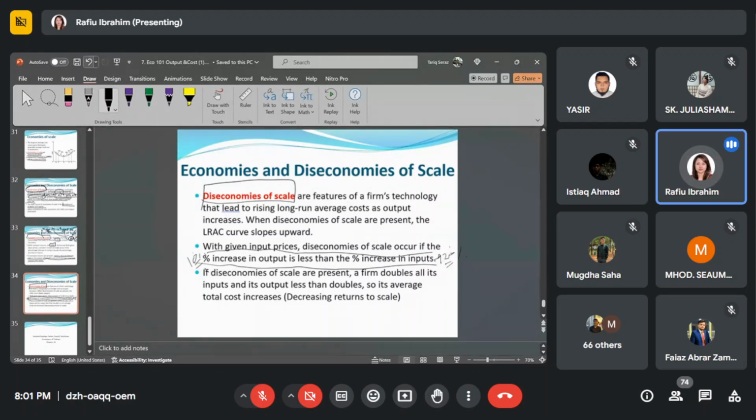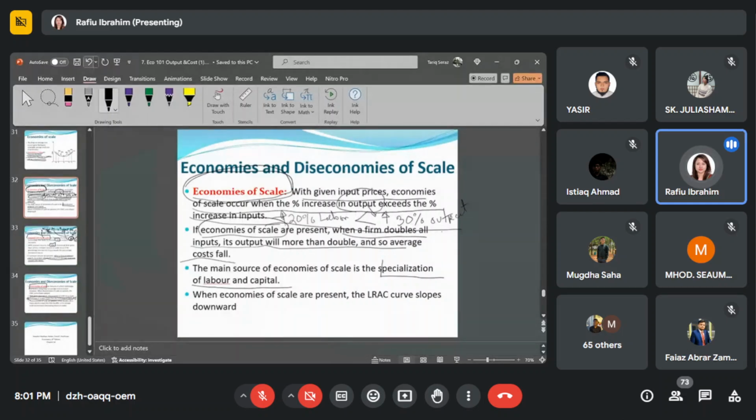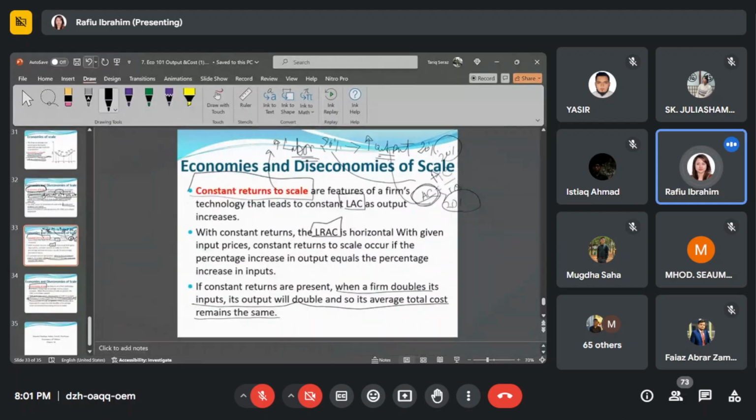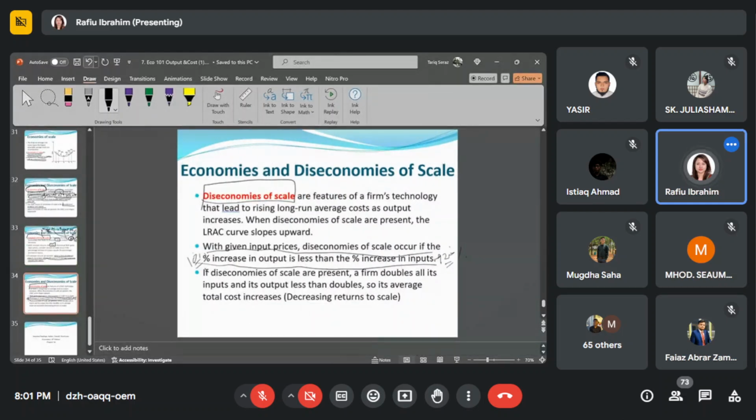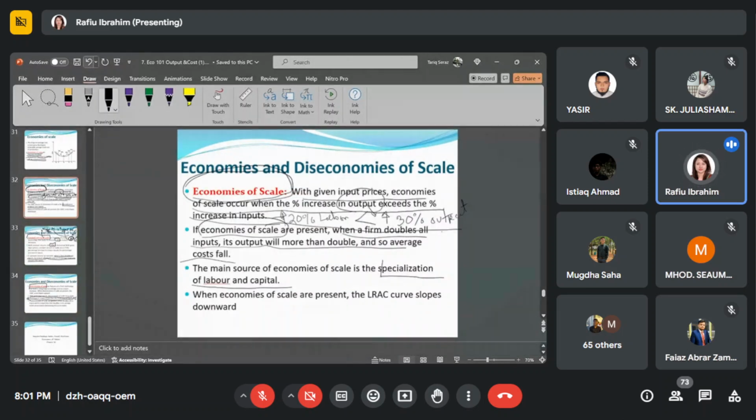So in your exam, you can simply be asked to define or state one or two differences between economies of scale, constant returns to scale, and diseconomies of scale. So just go through these slides. I think that should be enough.